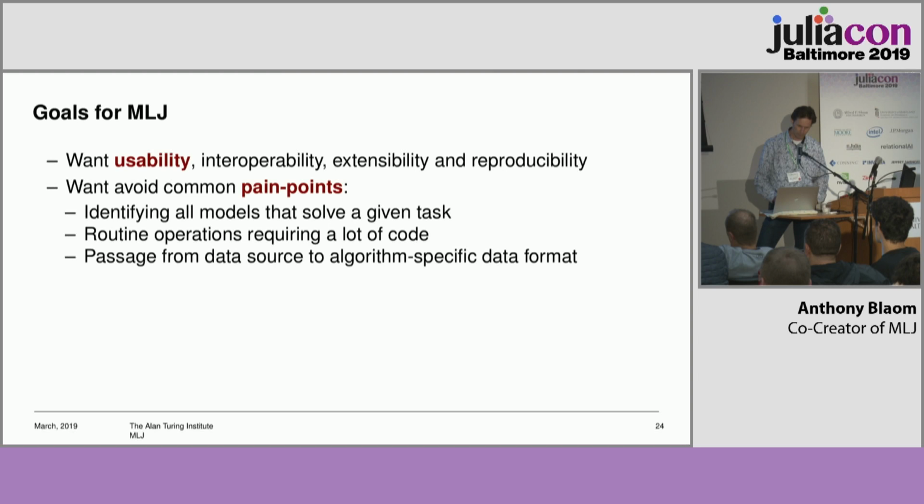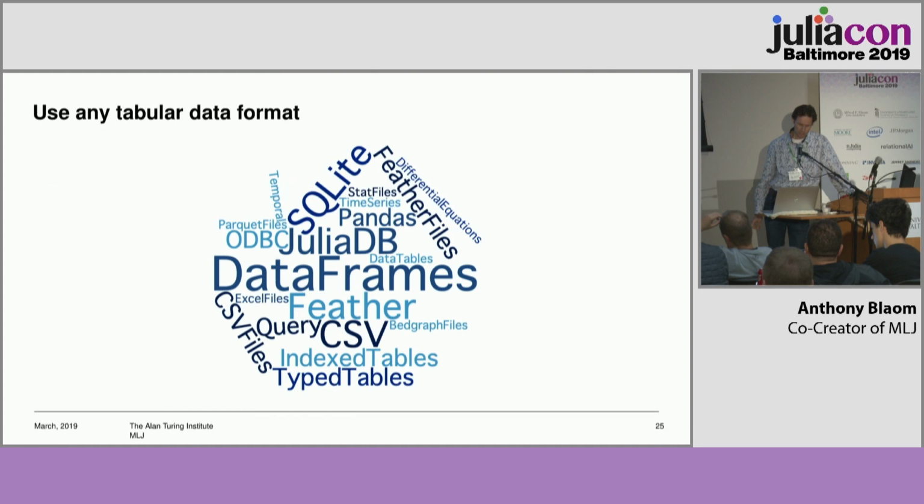Another common pain point is passing from the source of your data to the algorithm-specific data format, the form of the data that your machine learning algorithm actually needs. In MLJ, we try to make that passage as direct as possible. Basically, in MLJ, you can connect any of the popular sources in Julia, such as data frames, one of the SQL databases, JuliaDB, or maybe just a file, directly to the model. It's the role of the model implementation to sort out putting that into the format that the model needs.